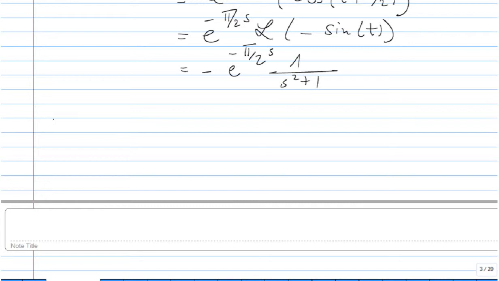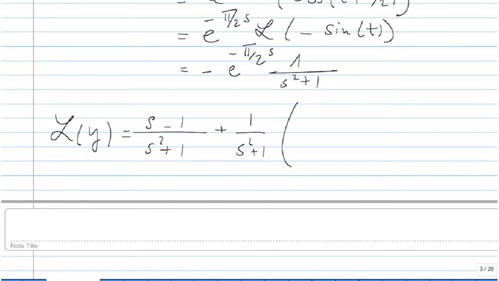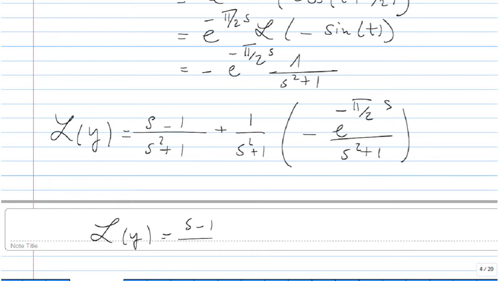So if I put everything together, I will find that Laplace of y is equal to s minus 1 over s squared plus 1, plus 1 over s squared plus 1 times minus e to the minus pi over 2 s over s squared plus 1. So this gives me Laplace of y equals s minus 1 over s squared plus 1 minus e to the minus pi over 2 s over s squared plus 1 squared.